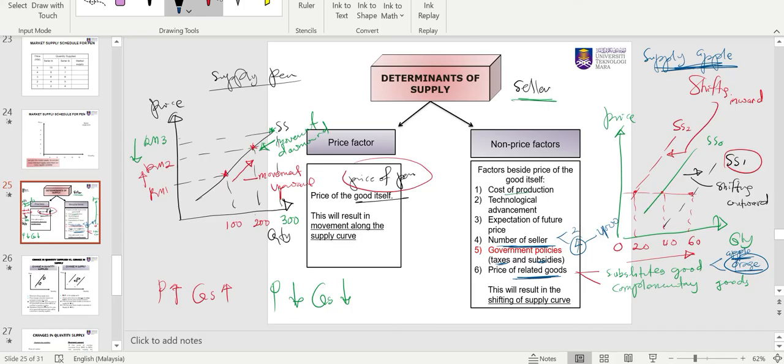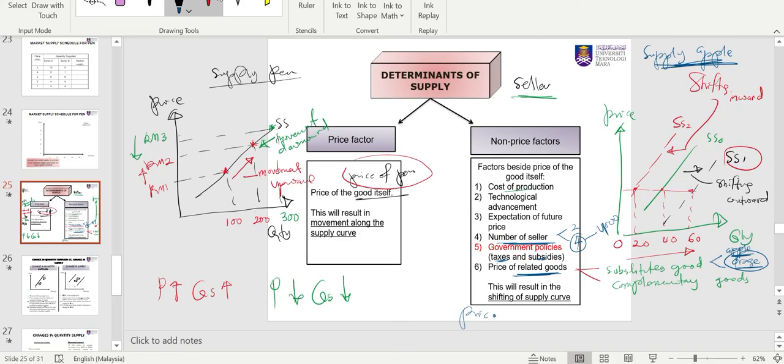All of a sudden, it said that the price of orange increase. So as a seller, which product will you sell? You will sell orange, right? Because orange is expensive, you can get more profit. As a seller, you have two products to choose, either to sell orange or apple. So you will choose to sell orange. So what happened to the supply of apple? It will shift inward. Because now you won't sell apple because you will sell orange.